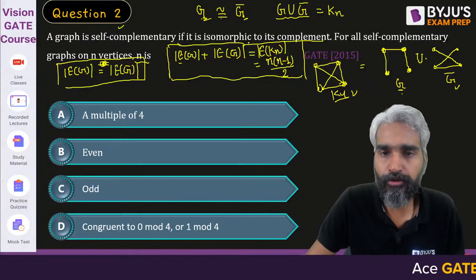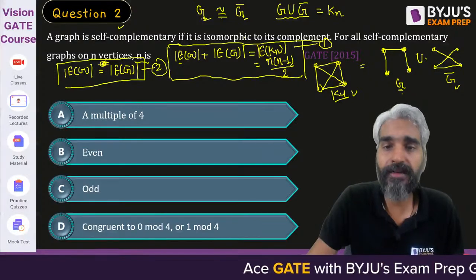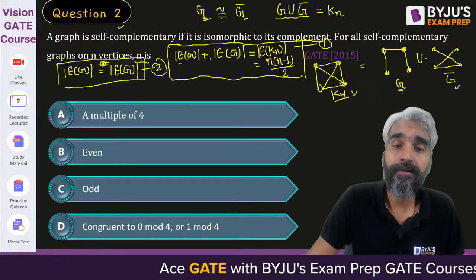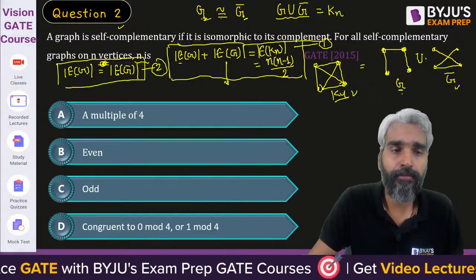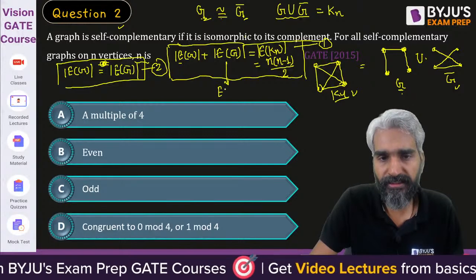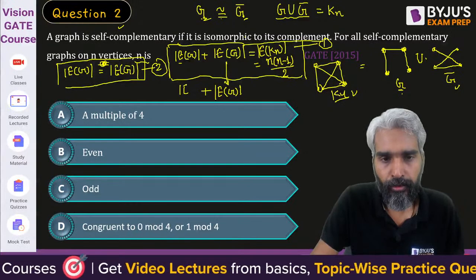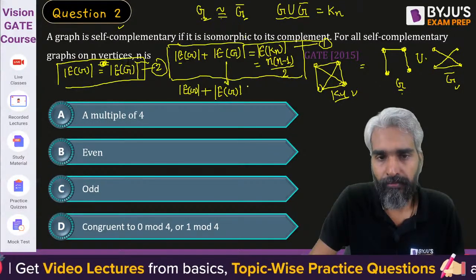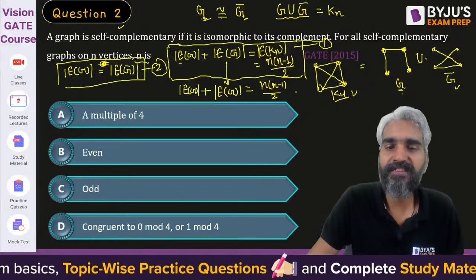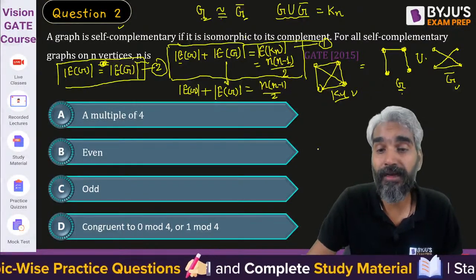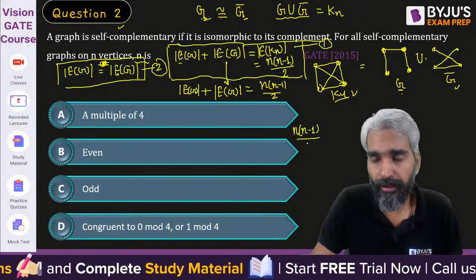Let's say that this is my equation 1, and this is my equation 2. From equation 2, you can represent the number of edges in G bar using the number of edges in G. So this will also become the number of edges in G. So 2 times the number of edges in G will now become n into n minus 1 by 2. So the number of edges in G will become n into n minus 1 by 4.